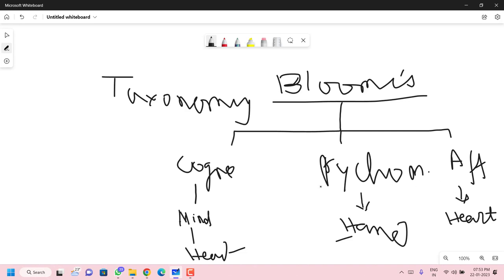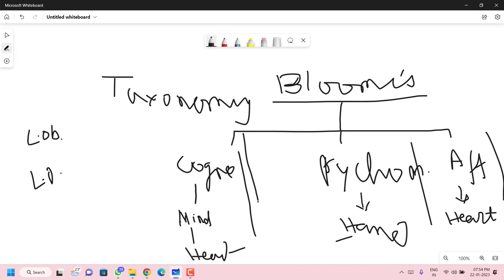And when we come to writing the learning objectives, and developing the learning outcomes, we have to focus on each of the domains, not only the cognitive domain, but also the psychomotor domain and the affective domain, as far as possible. In each lesson, all the domains may not be possible. I agree, because lesson planning is for each class. So each class may not have all three domains, but as far as possible we have to include all these three domains.